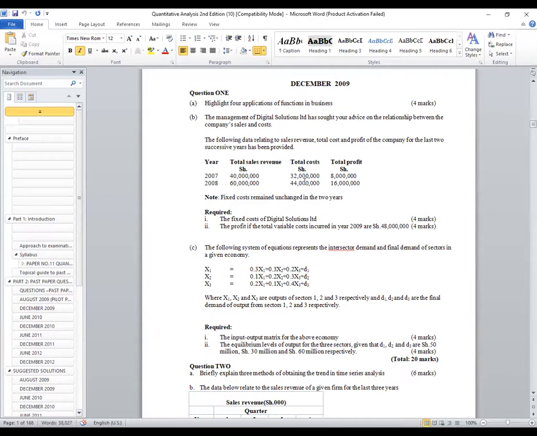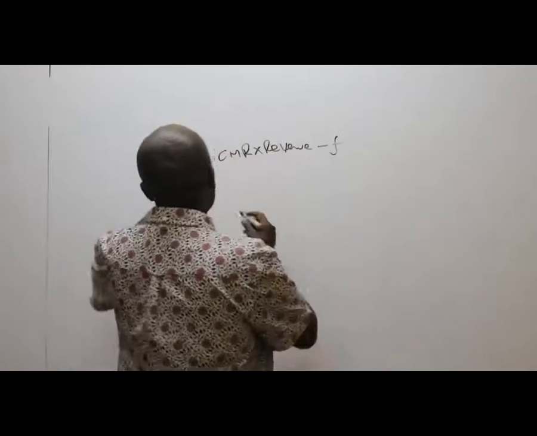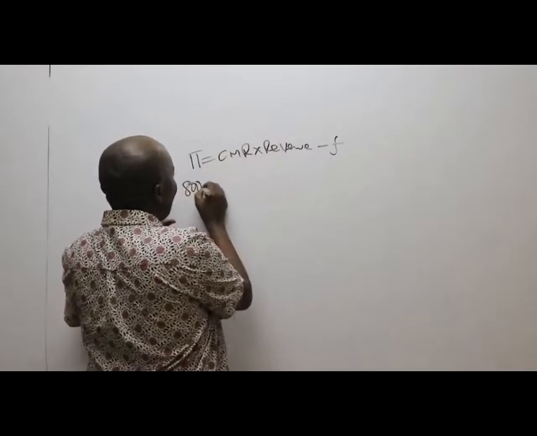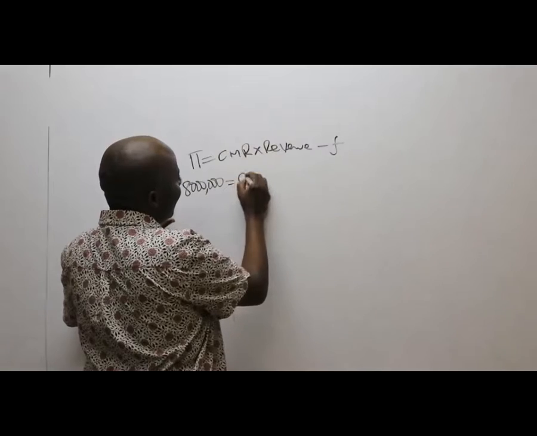So, ladies and gentlemen, the first equation there, I can see the profit is 8,000. The profit is 8 million, I mean. CMR we don't know.